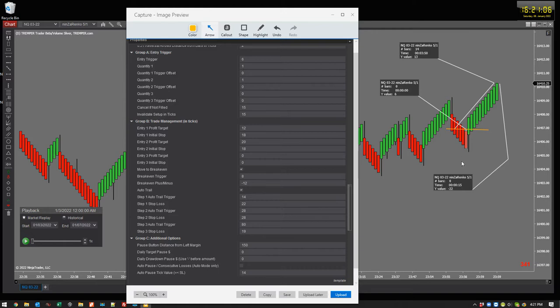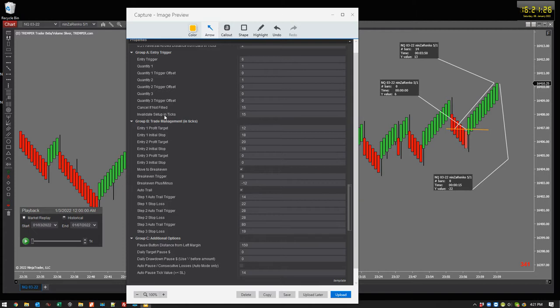It's considered a stop. This is more of a stop for your pending order. Cancel if not filled. It's a stop. So basically, if it doesn't get filled, it gets stopped out. This one is the same thing, only for the entry zones in the auto mode. And this only applies to the auto mode.